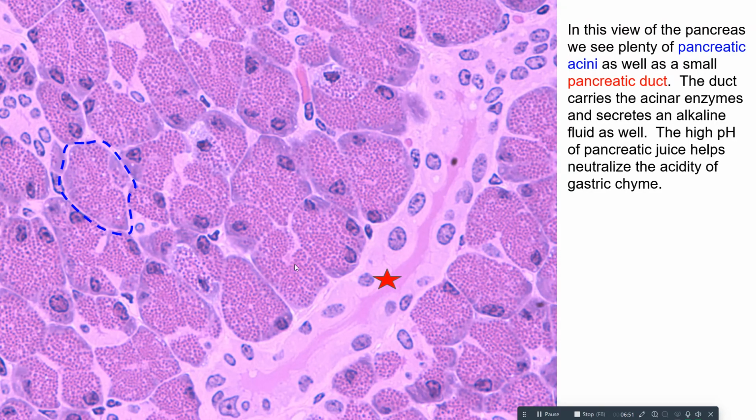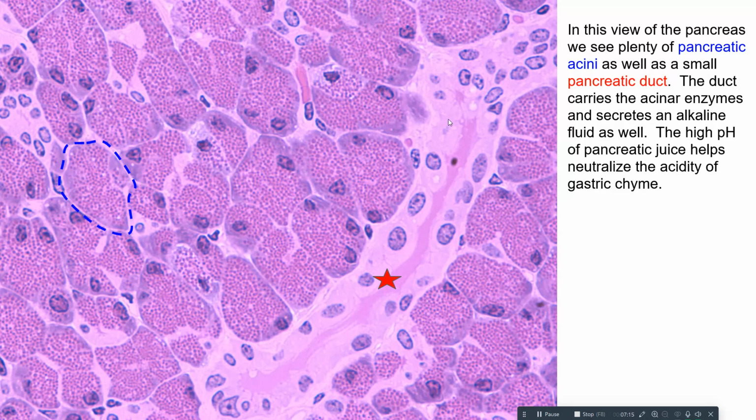So here I've got a lot of acini. This is an acinus right here. This is another one, another one. I see the nuclei in my acini, in my cells. I also see lots of granules that are filled with enzymes. That's what all those little dots are. And I even see a little duct in the pancreas as well.